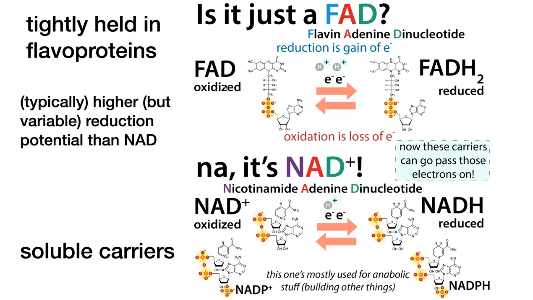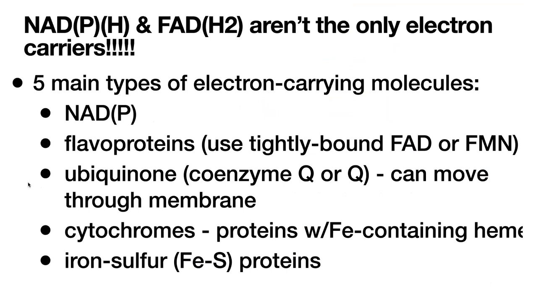But if we use FAD, now we're at a higher reduction potential. And so we'll get less gain when we pass it off to the next thing in the line. The FAD reduction potential, though, is going to be variable because it's tightly held in the protein, and different proteins will have different environments that change the actual reduction potential. But it's typically going to be higher than your NAD. But those are far from the only electron carriers, and we're going to see a bunch of different electron carriers when we talk about the electron transport chain in this video.